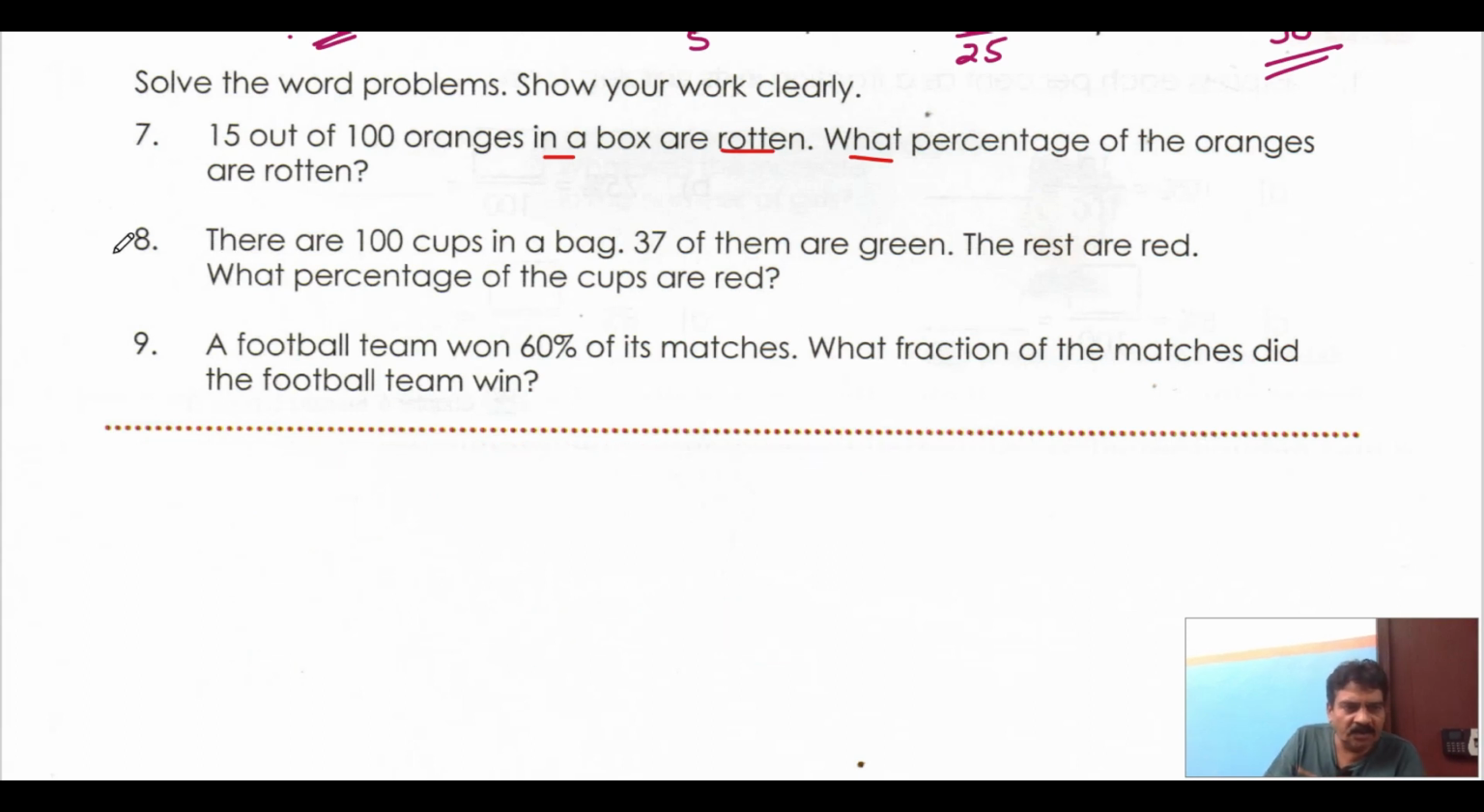Now next question, question number 8. There are 100 cups in a bag. 37 of them are green, right? The rest are red. So first we will write down, given: 100 cups are in the bag.